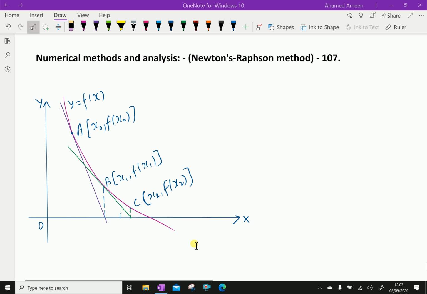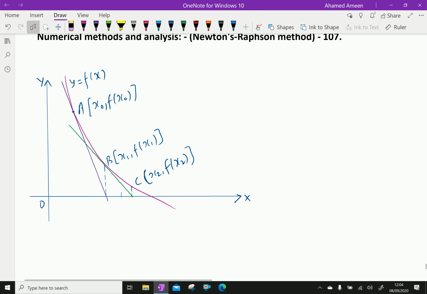Here, this x and y axis is there, and a graph of f of x is drawn. First, find the tangent at a point A, which is x0 and f of x0. Draw a tangent. Let the tangent meet the x-axis at the point x1, and from the point x1 draw a perpendicular line which meets the curve at point B. That point is x1, f of x1.